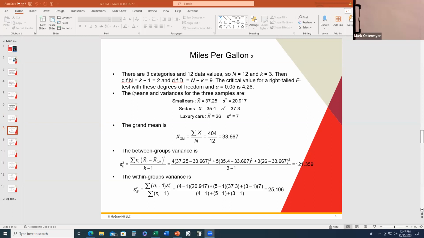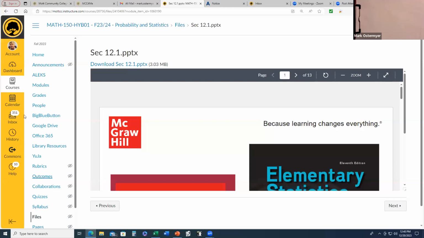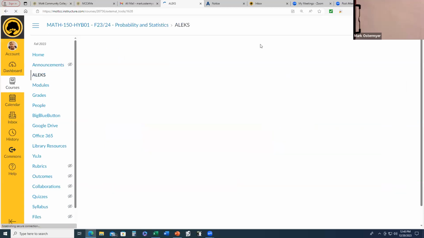A numerator degree of freedom would be K minus 1, or 3 minus 1, or 2. And a denominator degree of freedom would be N minus K, which is to say 12 minus 3, which is 9. The critical value for a right-tailed F test or analysis of variance test with these degrees of freedom at 5% is 4.26. Now, where are they getting that value there? Well, we have to go in the back of our textbook and consult an F table. So let's see if we can do that.